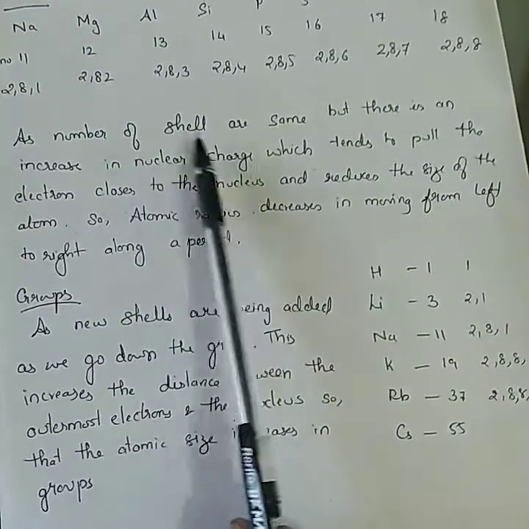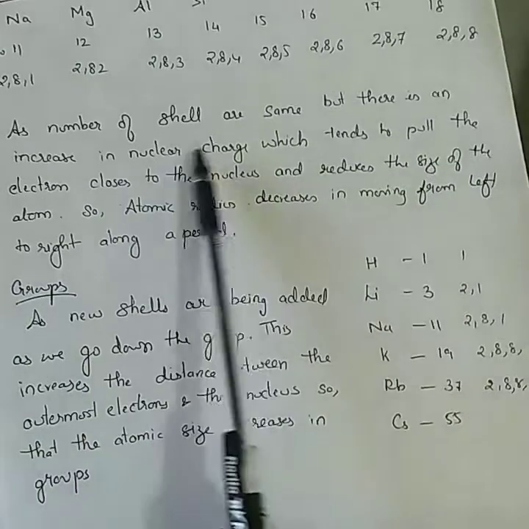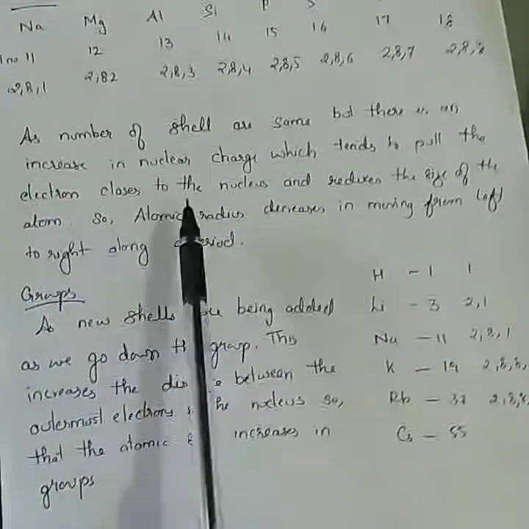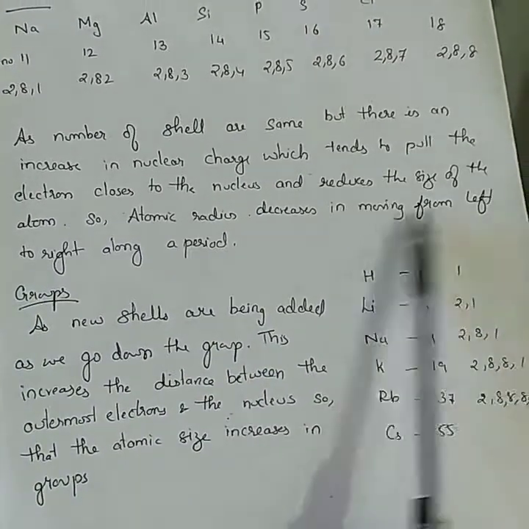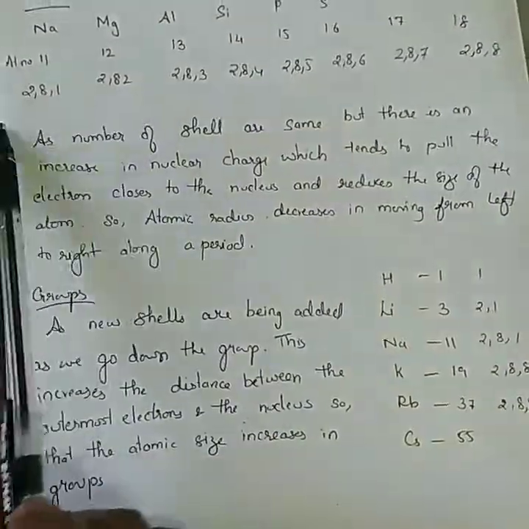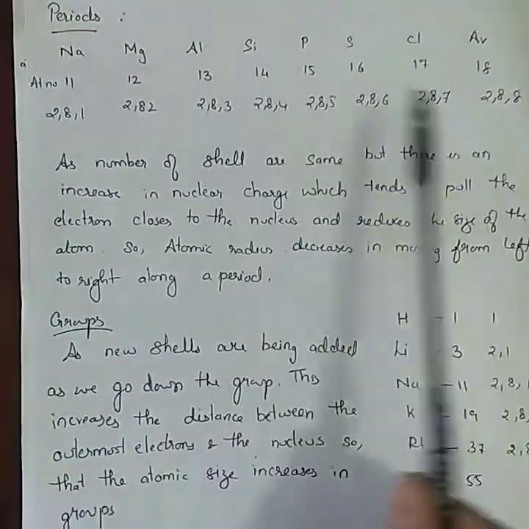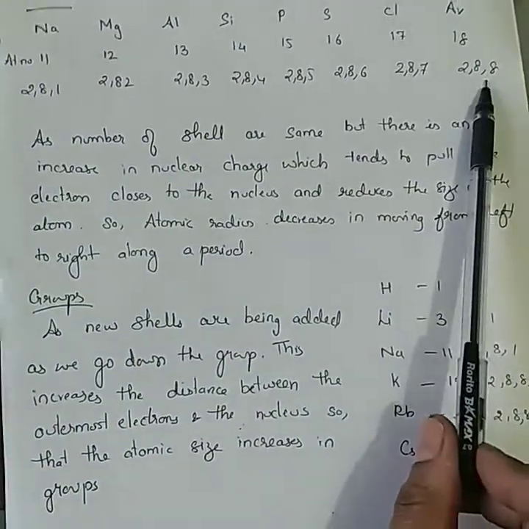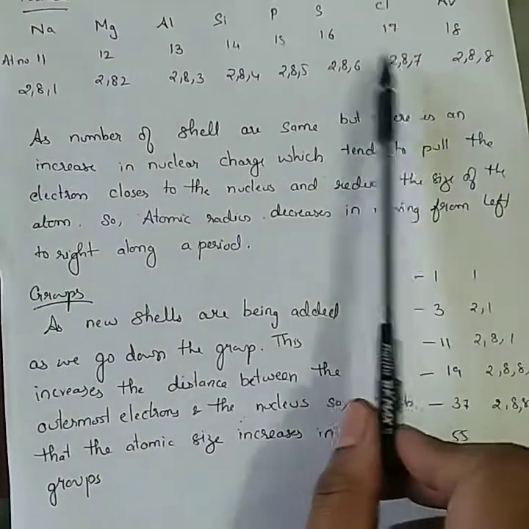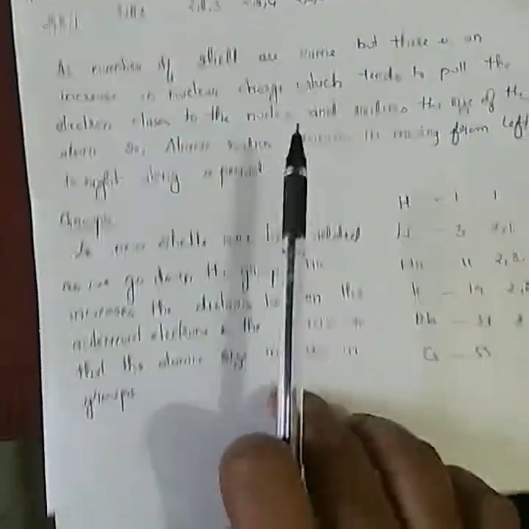So as the number of shells is the same, but there is an increase in the pull on the electrons closer to the nucleus, it reduces the size of the atom. So atomic radius decreases moving from left to right in a period. So in a period, the atomic size decreases. Why? Because it has to pull the electrons more strongly towards itself. If it contains 8 electrons, it has to pull all the 8 electrons towards itself. Then its size decreases as compared to the other atoms.